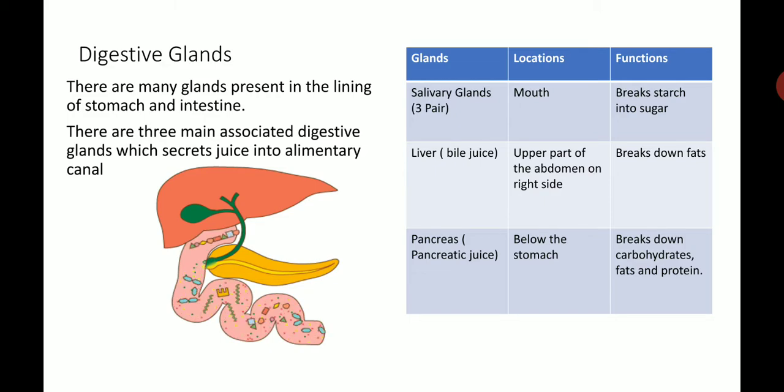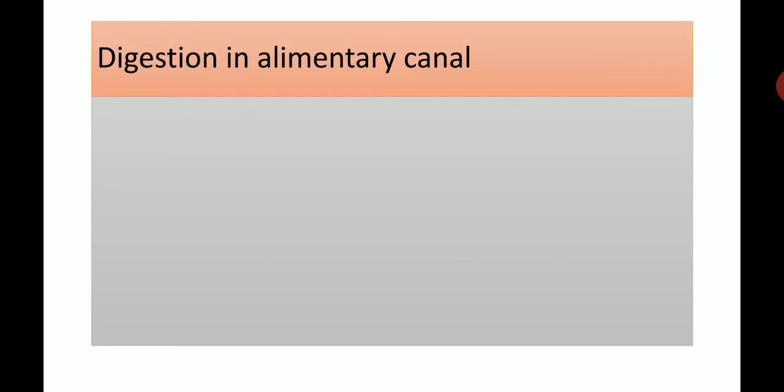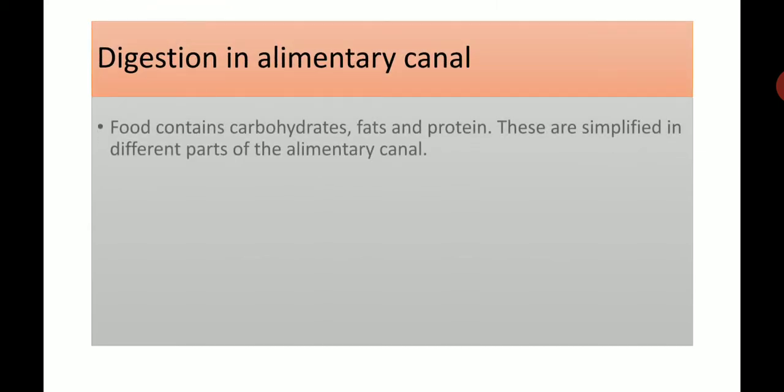The liver, which secretes the bile juice, is present in the upper part of the abdomen, and its function is to break down the fats. And the pancreas, which secretes the pancreatic juice and is present just below the stomach, breaks down the carbohydrates, fats, and proteins. As we know, proteins are broken down into peptides and amino acids, and fats into fatty acids and glycerol. Now, how does digestion take place in the alimentary canal?